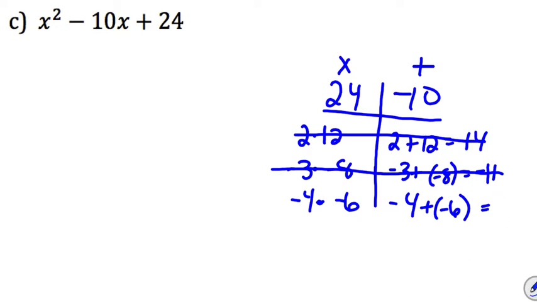There's our answer. Negative 4 plus negative 6 is negative 10. Okay, and again, a lot of this stuff can be done on your calculator. Just make sure that you're showing me your table here, okay?